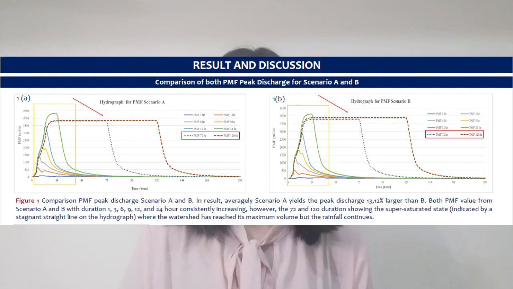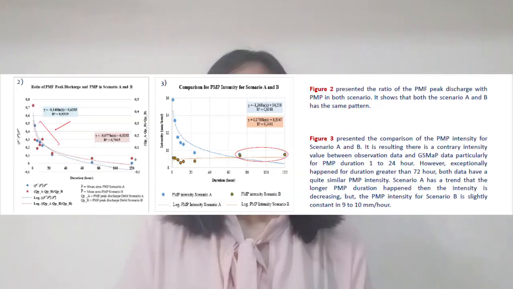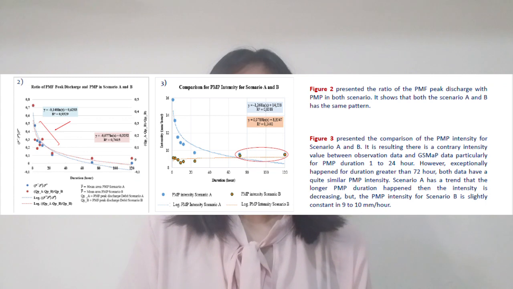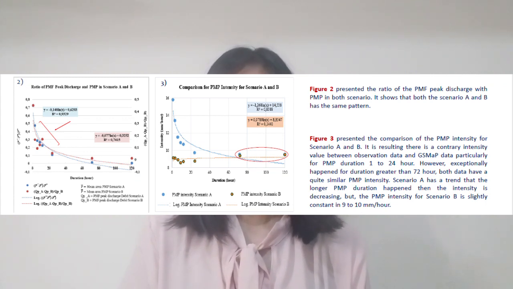Both PMF values from scenario A and B with durations less than or equal to 24 hours consistently increase. However, the 72 and 120-hour durations show a supersaturated state, indicated by a stagnant straight line on the hydrograph. The response of the watershed, presented by the PMF peak discharge, is notably affected by the PMP value.